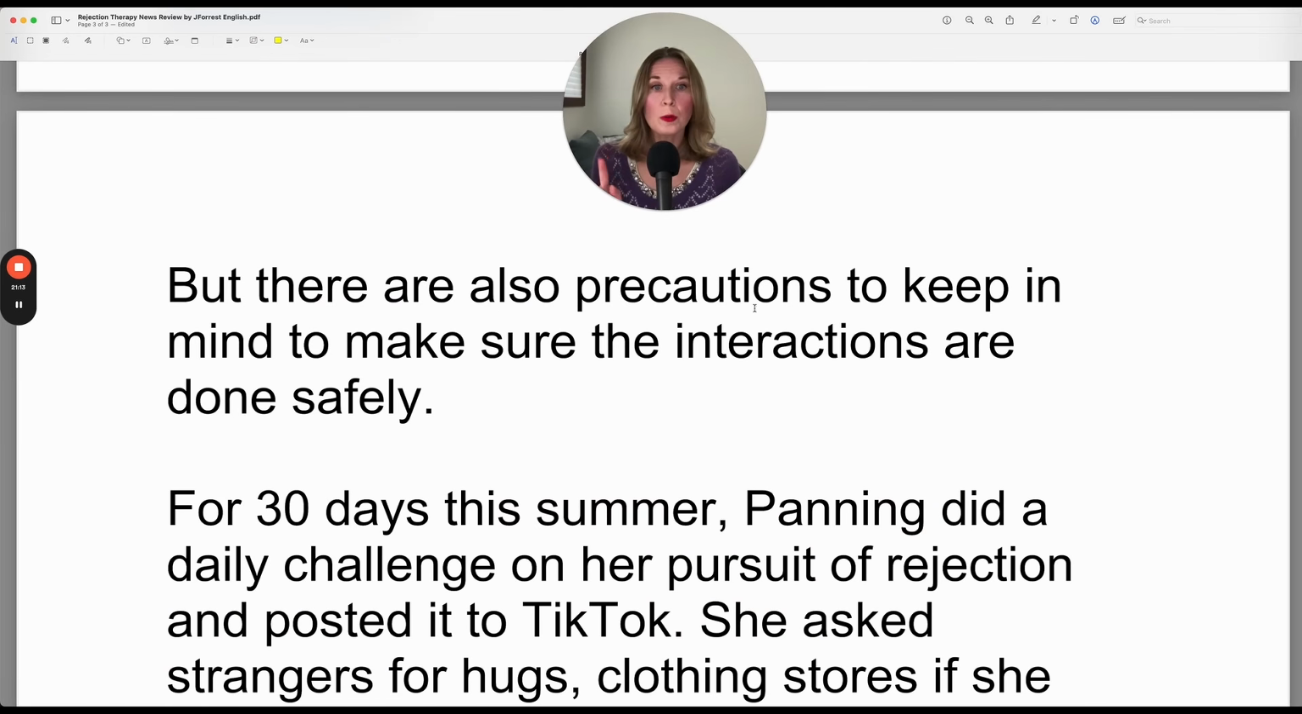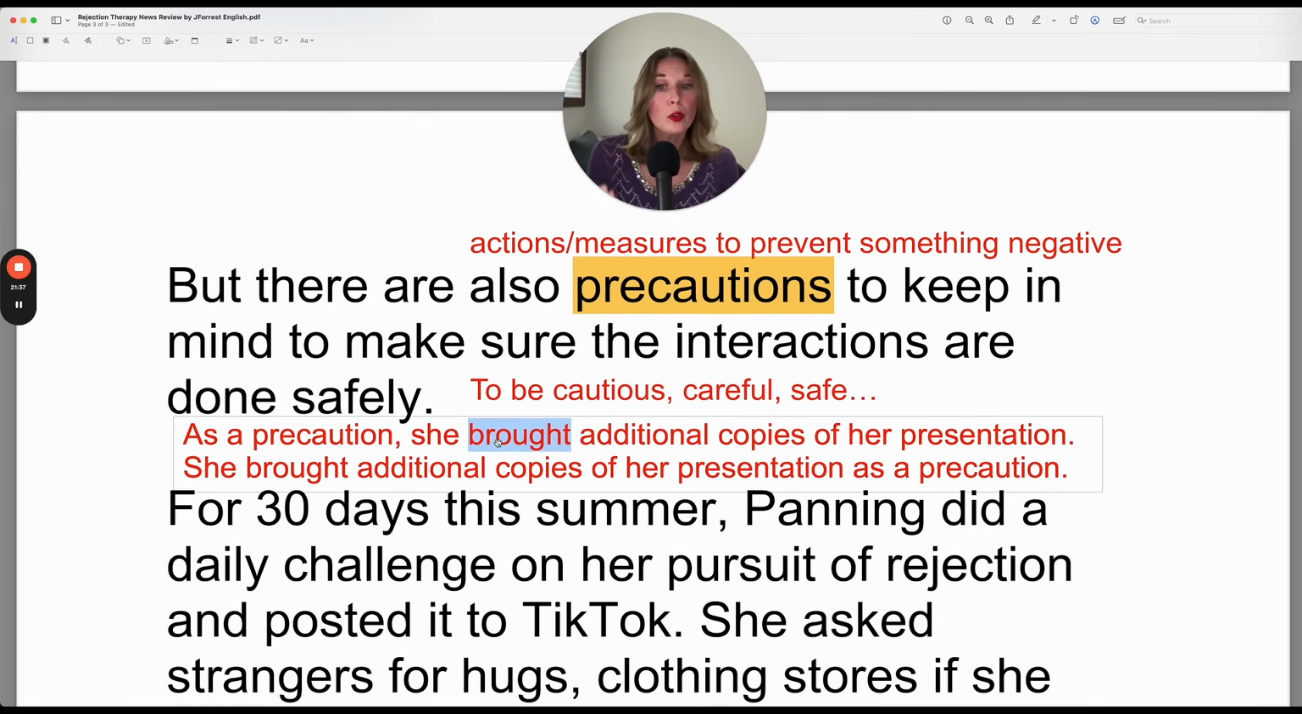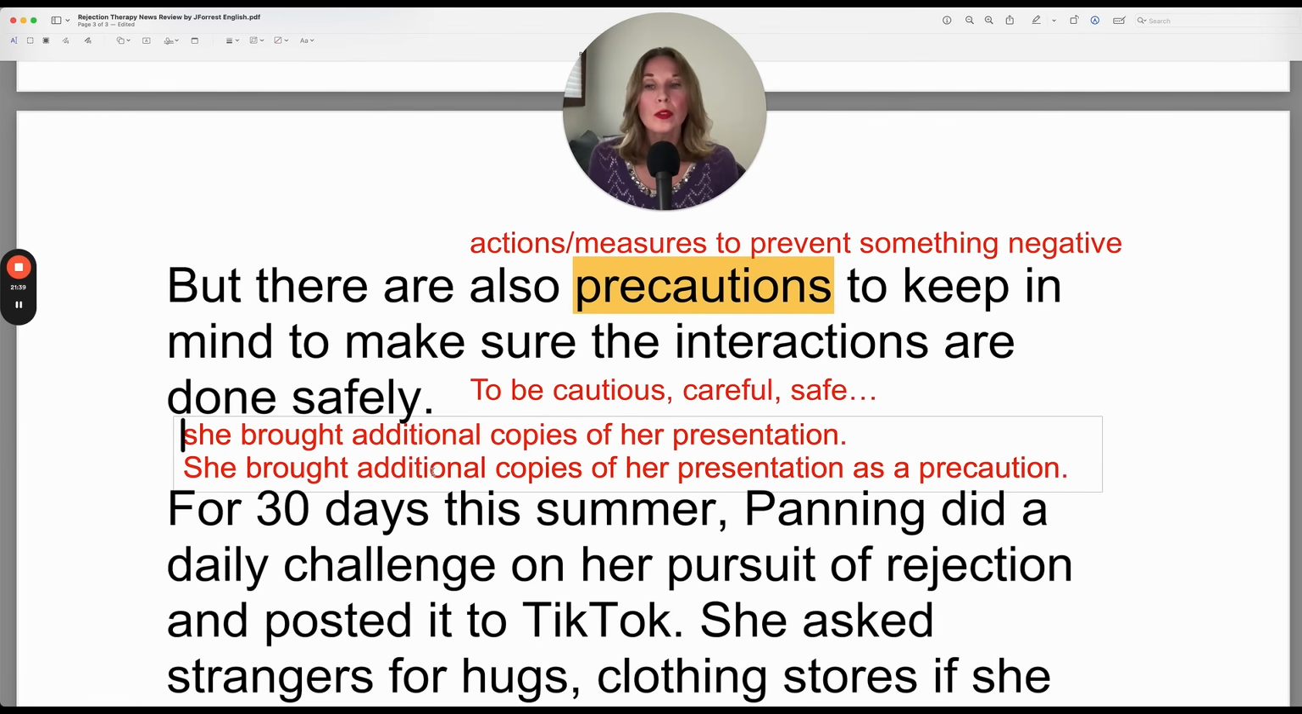But there are also precautions to keep in mind to make sure the interactions are done safely. We commonly use this in the phrase "as a precaution." As a precaution, and then you list something that you do or someone else did to be cautious. She brought additional copies of her presentation. So you don't need this phrase. You can remove it from the sentence and it's grammatically correct. She brought additional copies of her presentation. Adding it simply gives you the reason why she did the action.